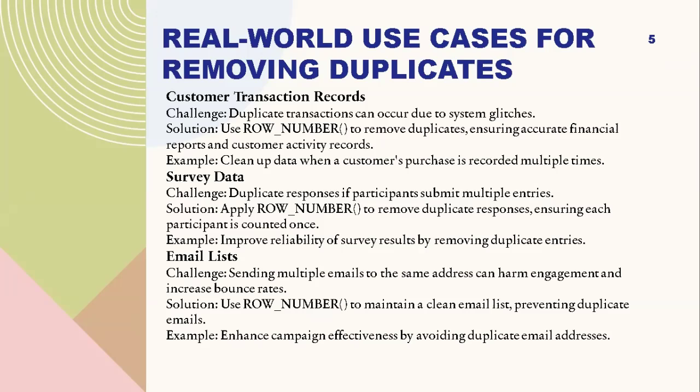Now, moving to the email list situation. In email marketing, maintaining a clean list is crucial. Removing duplicates prevents sending multiple emails to the same address, reducing bounce rate and improving engagement with your campaign. So in this type of situation also, we can use the ROW_NUMBER and the CTE combined. By mastering the ROW_NUMBER function and the CTE, we can efficiently manage and clean our data, making our analysis more accurate and reliable. Let's recap what we have learned today.